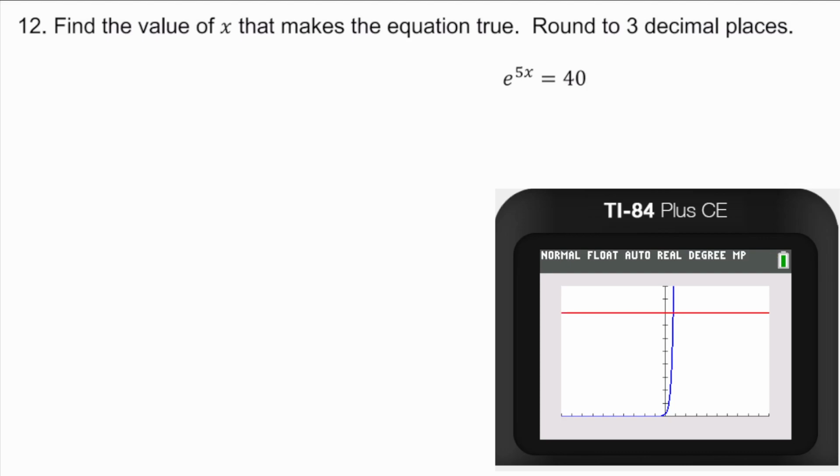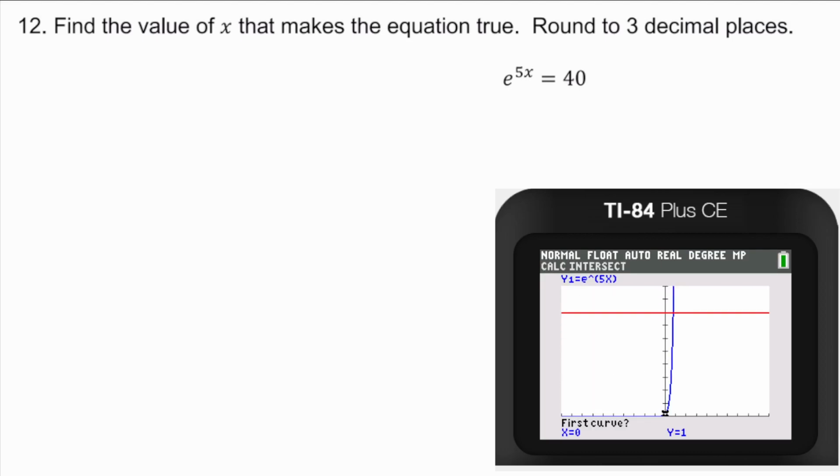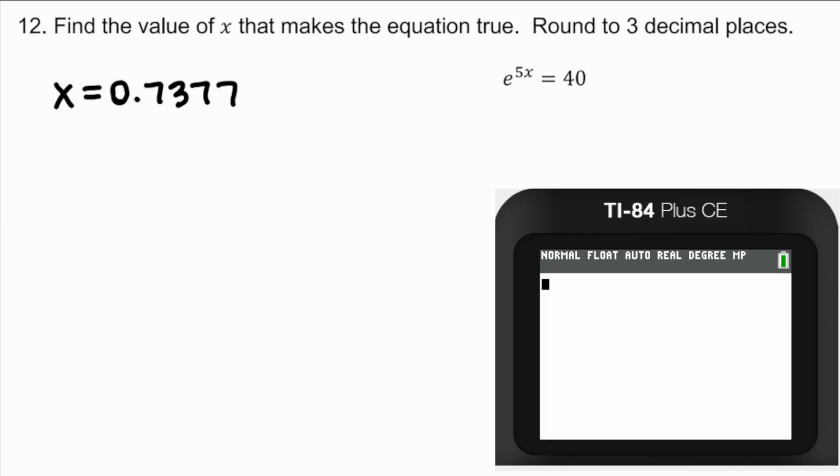We see an intersection. We will calculate the intersection between blue and red, and that'll happen at 0.7377. I really do recommend solving this equation that way, but if you feel like you've got to solve this one by hand, we can definitely do that.